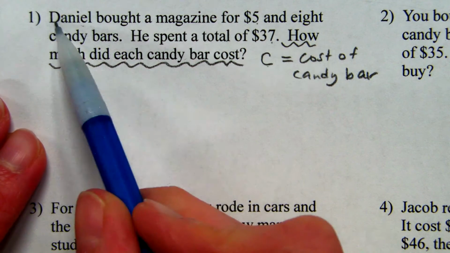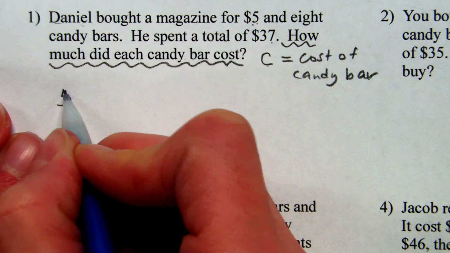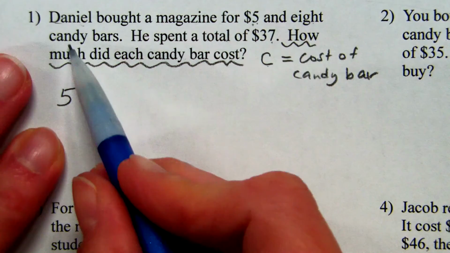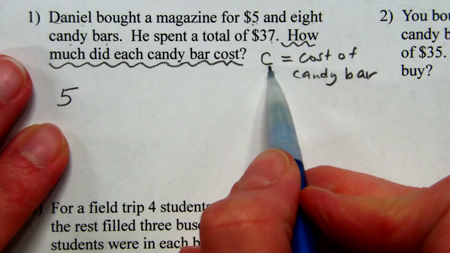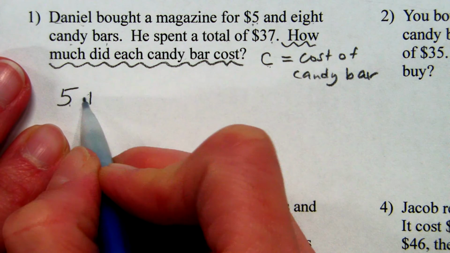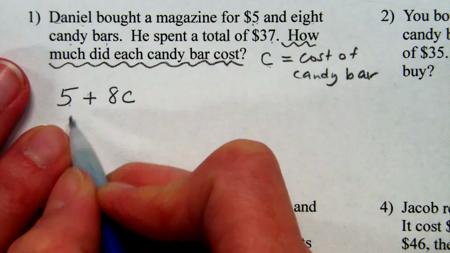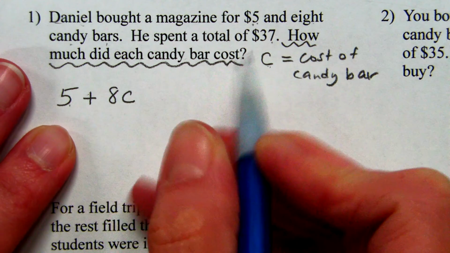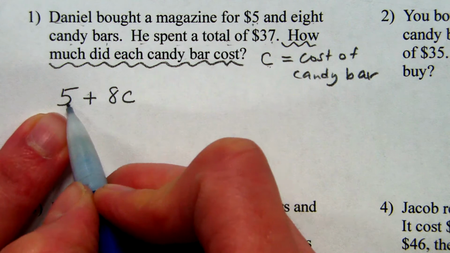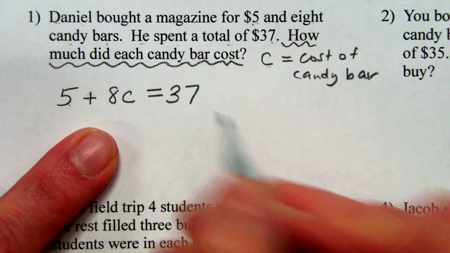So if we go back to the beginning, he bought a magazine for $5. I'm going to start with that. It's the beginning of the story, so our equation is going to tell the story in just a shorter format. And then he bought 8 candy bars. So we don't know what the cost of those candy bars are, but we know that there's 8 of them. So he has $5 plus 8 times whatever the cost is for one candy bar. That's how much he spent in all. And it tells us he spent a total of $37. So if I take the $5 for the magazine and the 8 candy bars, that's going to equal $37.